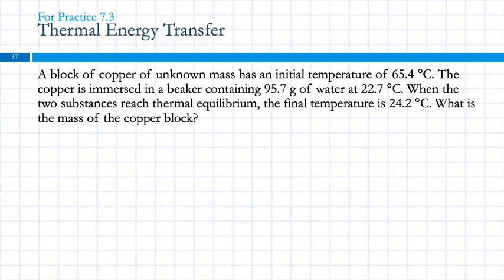So here's an example that's not as messy. A block of copper of unknown mass has an initial temperature of 65.4 degrees Celsius. The copper is immersed in a beaker containing 95.7 grams of water at 22.7 degrees Celsius. When the two substances reach thermal equilibrium, the final temperature is 24.2 degrees Celsius. What is the mass of the copper block?